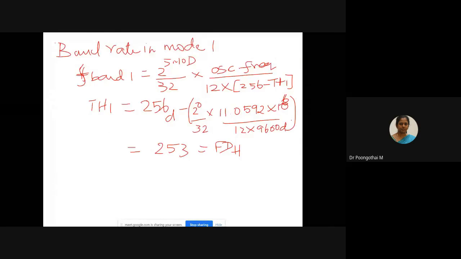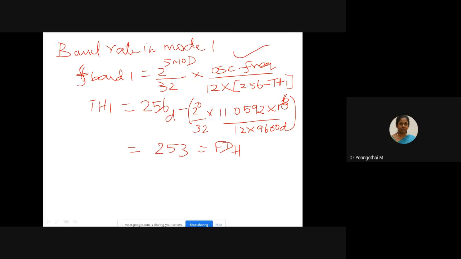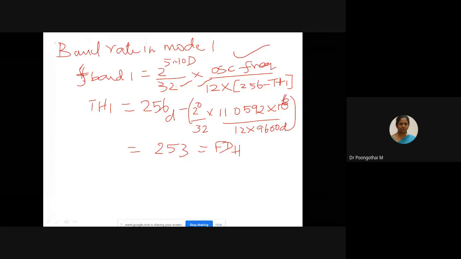So this is the baud rate calculation in mode 1. This formula is very important, please note it down. Baud rate is equal to 2 power SMOD divided by 32, into oscillator frequency divided by 12, divided by the maximum value of timer 1, 8-bit auto reload, which is 256 minus TH1. You already know the significance of 32 and 12. So here we know the baud rate.